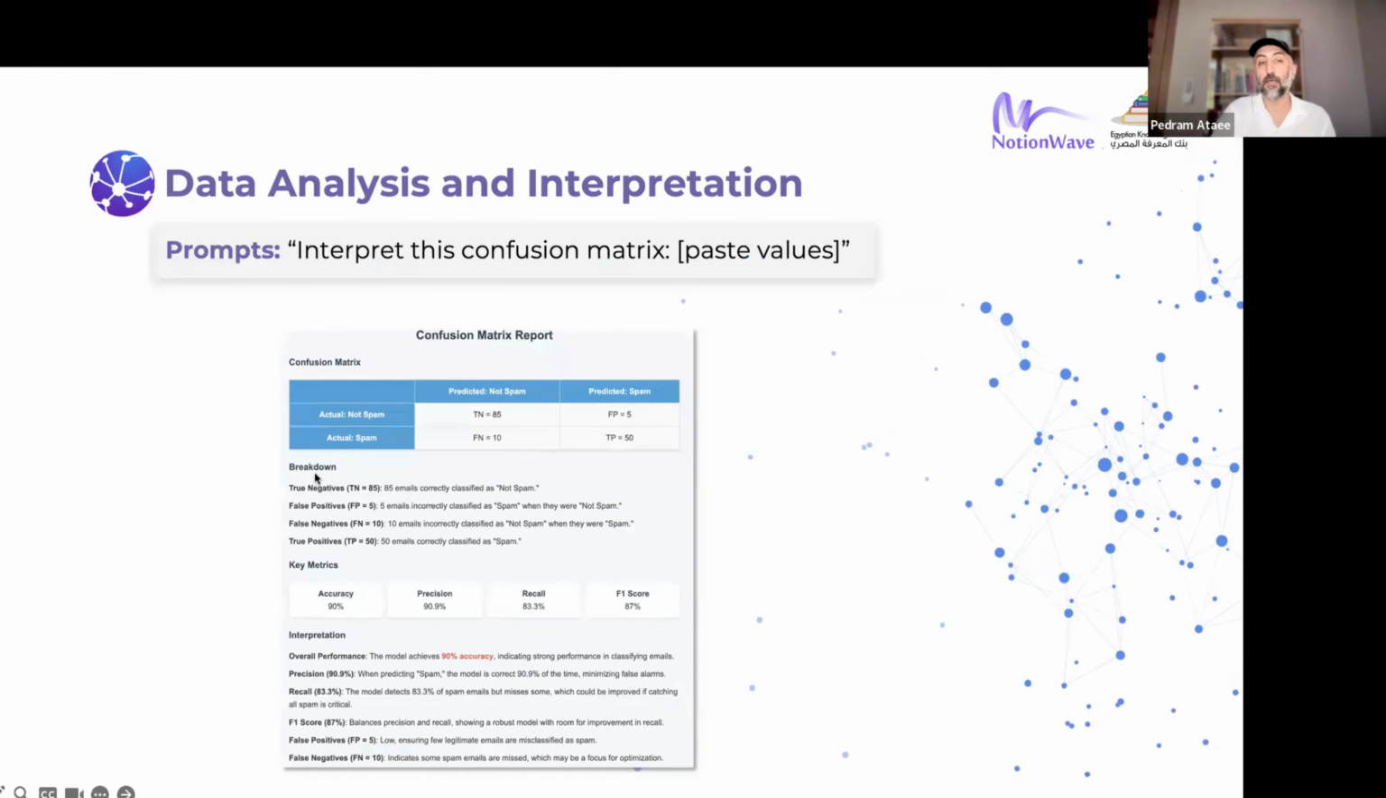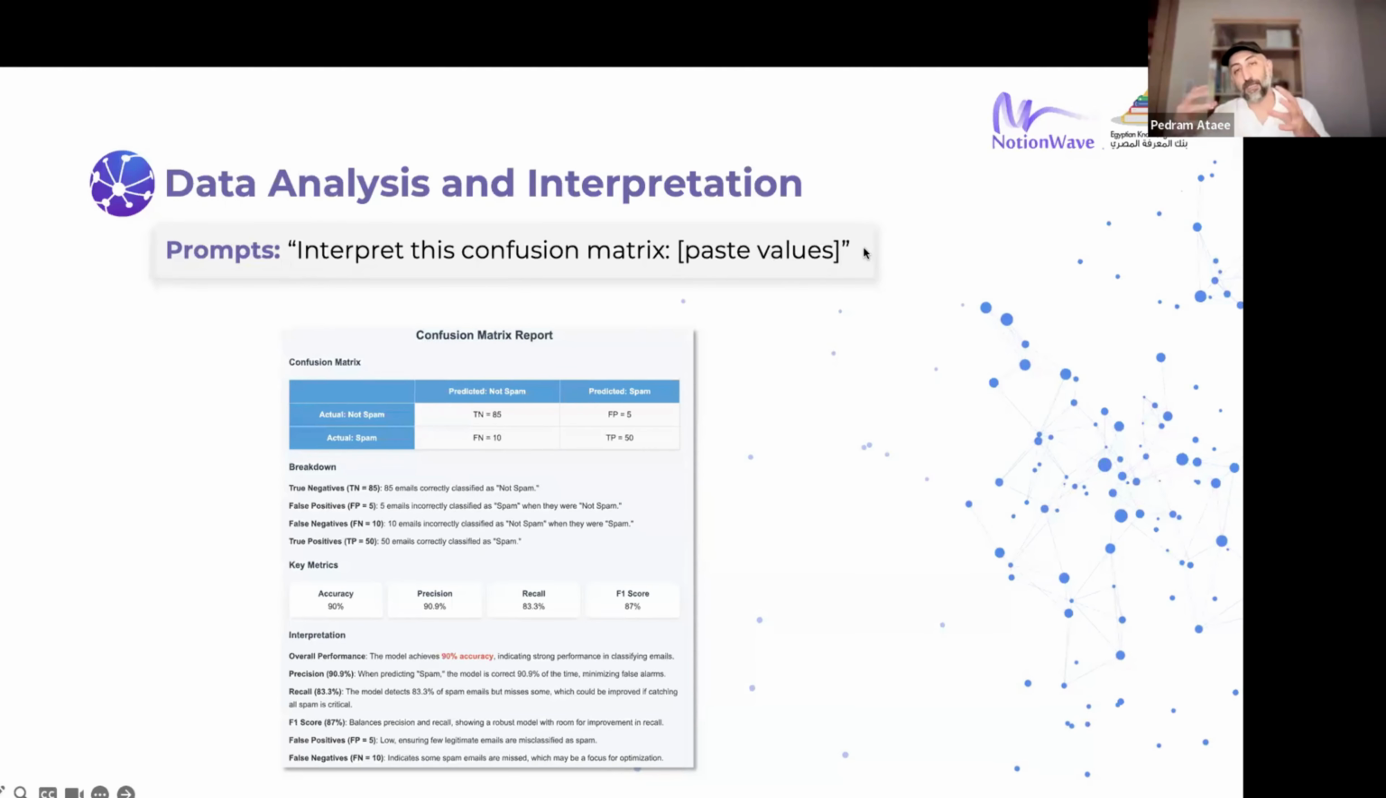So this is the response that I got out of this very simple prompt: interpret this confusion matrix, for which I provided numbers. And AI got back to me with this document. It breaks down the results. It provides me the key metrics, which did not exist in the input data, and all the explanations needed. This is a very brief report, as our prompt was very brief.